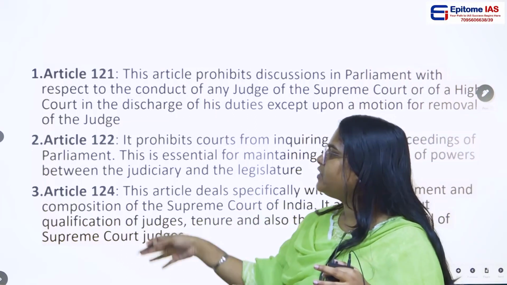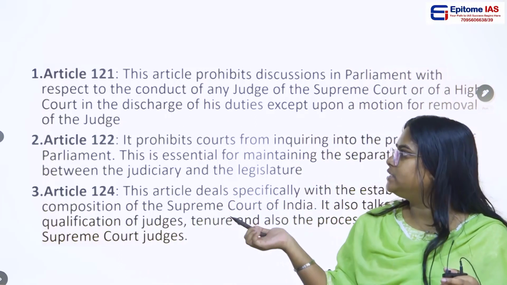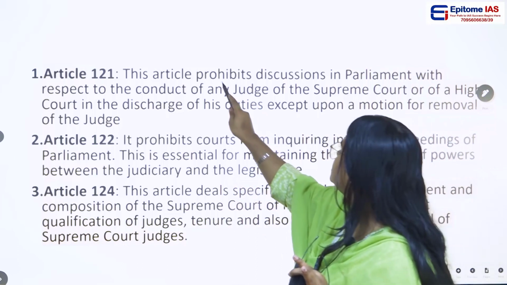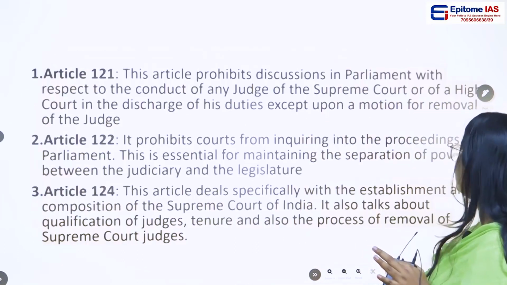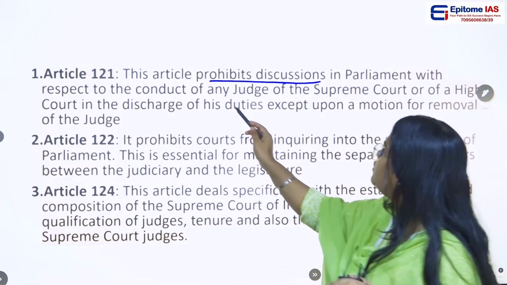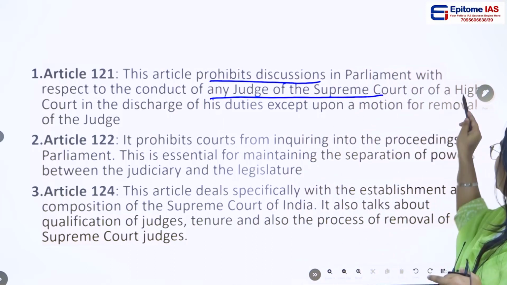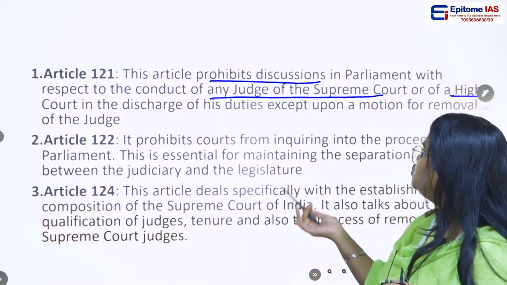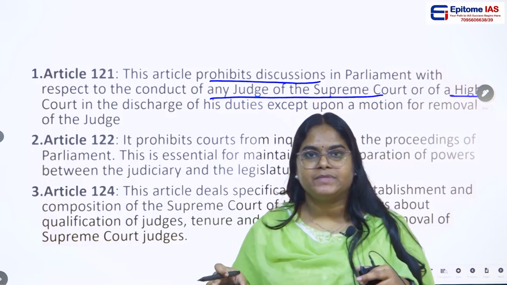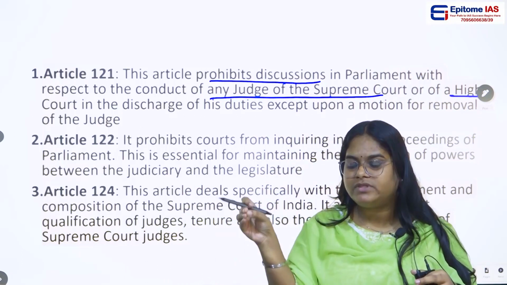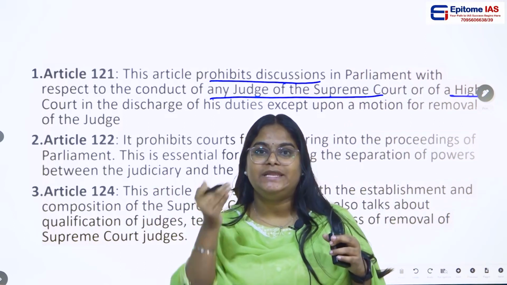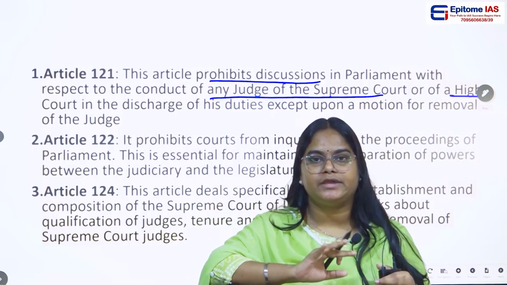And if you see, these are some of the articles which were given in that particular question. They have given Article 121. This Article 121 prohibits discussion in the Parliament with respect to the conduct of any judge of the Supreme Court or High Court in the discharge of his duties, except upon a motion for removal of a judge. So the Parliament cannot discuss the conduct of the judges of the Supreme Court or High Court, so that it does not interfere in their working.